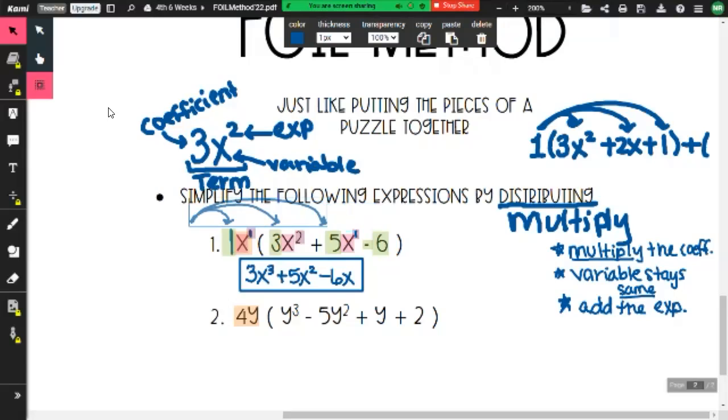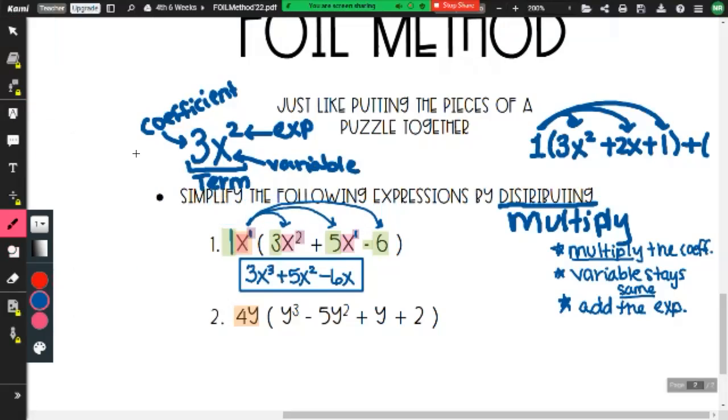All right, so let's try the next example. Ooh, I didn't even know I could do that. All right, let's try the next example.